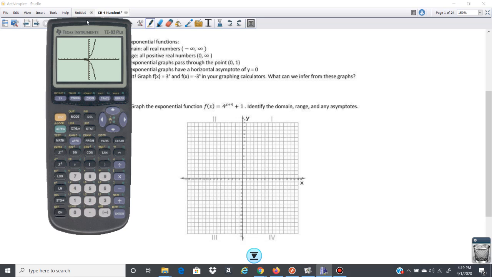Okay, so think back to the transformations. When we have that negative value in front of our first term or our leading coefficient, it's going to flip the graph over.